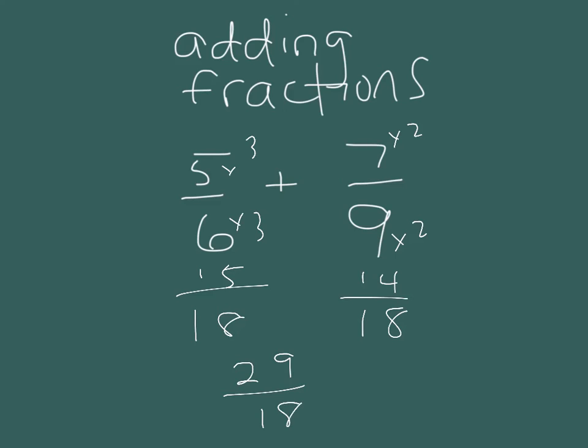29/18. Then we end up with an improper fraction, so we have to go ahead and make it a proper fraction, and we end up with 1 and, I have to do my math here, 1 and 11/18 is our final answer. So 5/6 plus 7/9 equals 1 and 11/18.